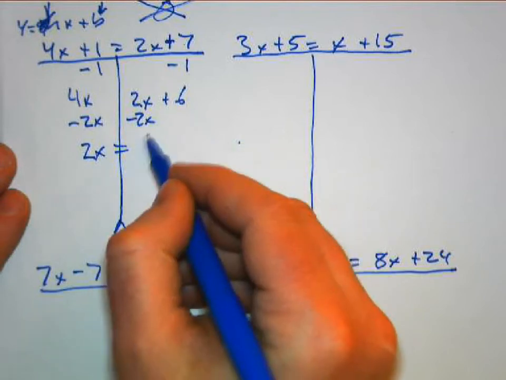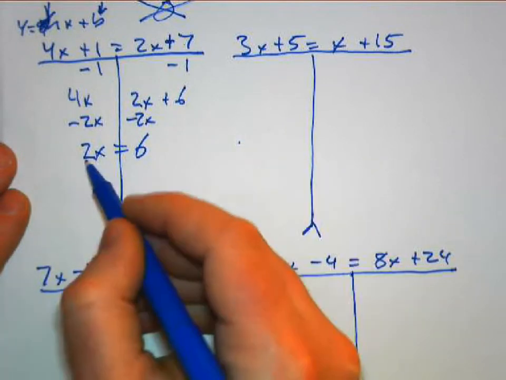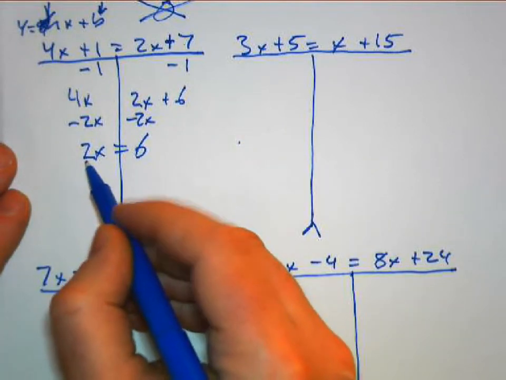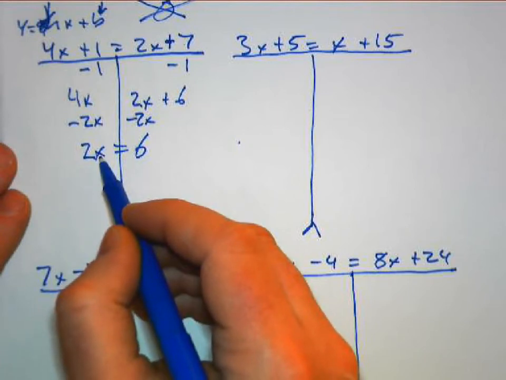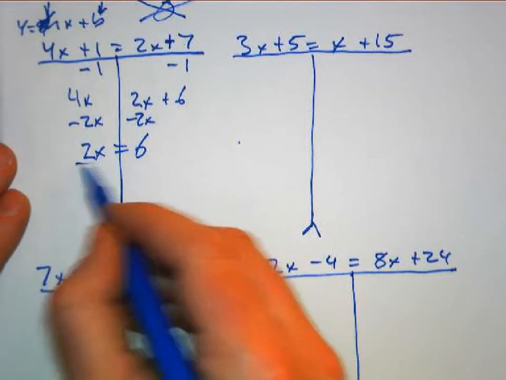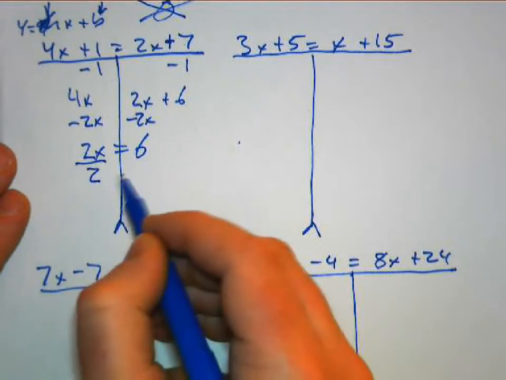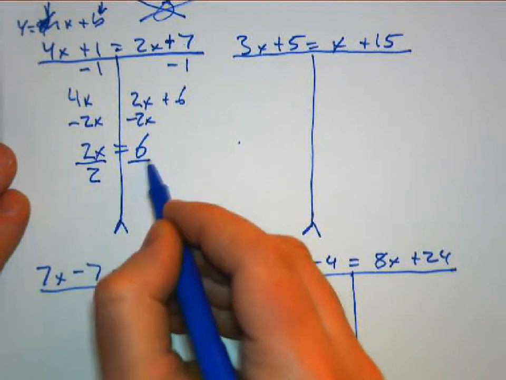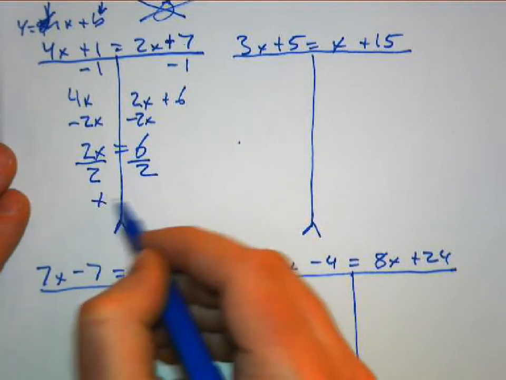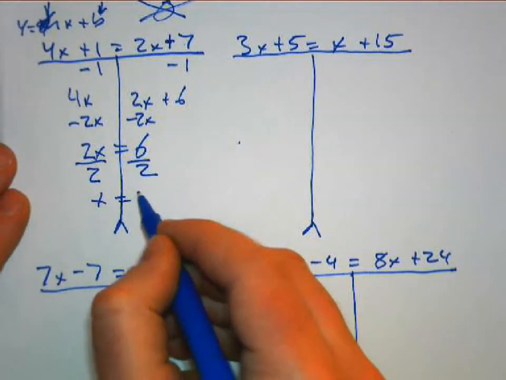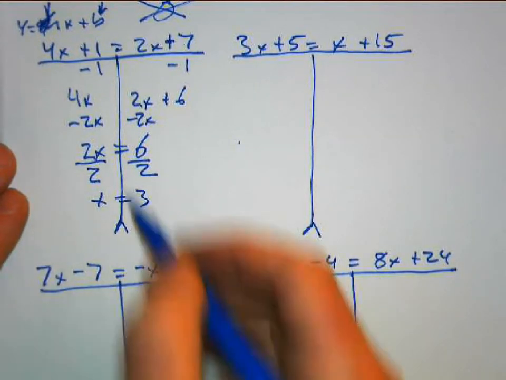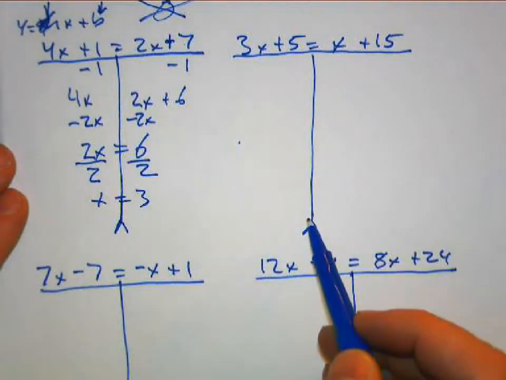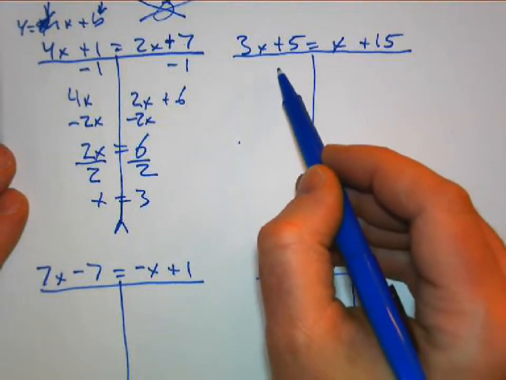Now, this number, this coefficient, is married to this x through multiplication, and we want to divide them. So we divide by 2. Whatever we do on this side, we do on this side, and we have x equals 6 divided by 2 is 3, and that's our answer. So you want to build your teeter-totter to maintain balance. It's a great reminder to make sure whatever you do on this side, you do on this side.